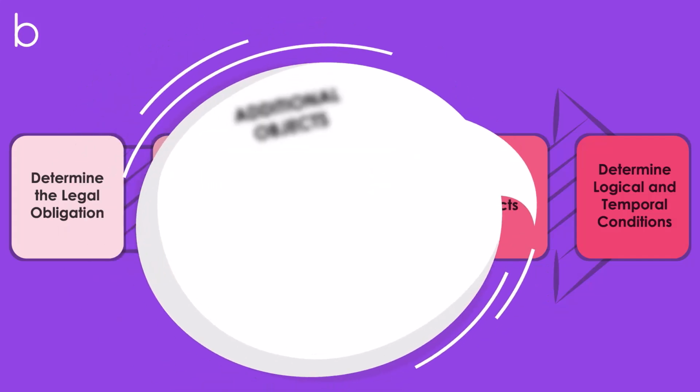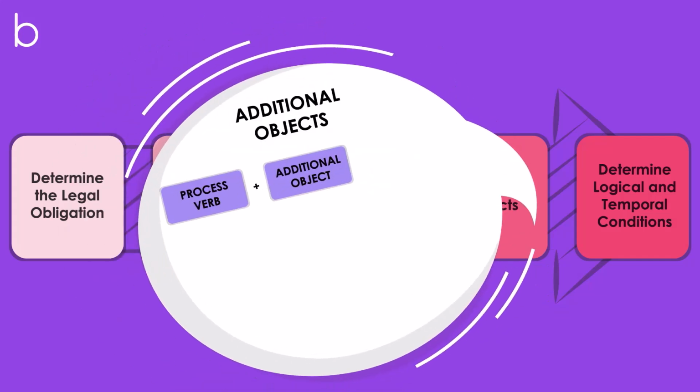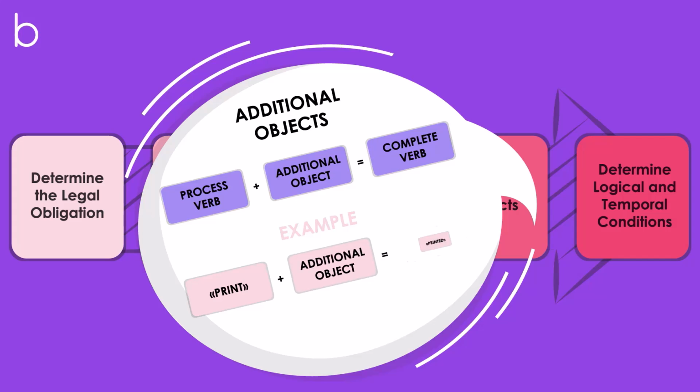Some process verbs require one or more additional objects to be considered complete. For instance, the process verb print requires additional objects to be considered complete. These objects include information on what is being printed and where it is being printed. Without specifying these details, the printing action remains incomplete.